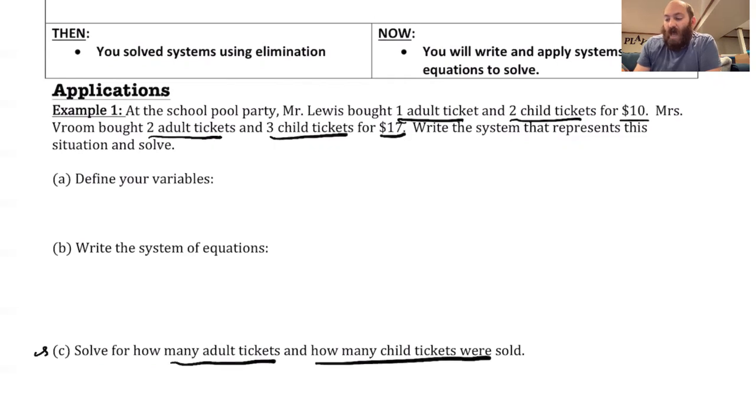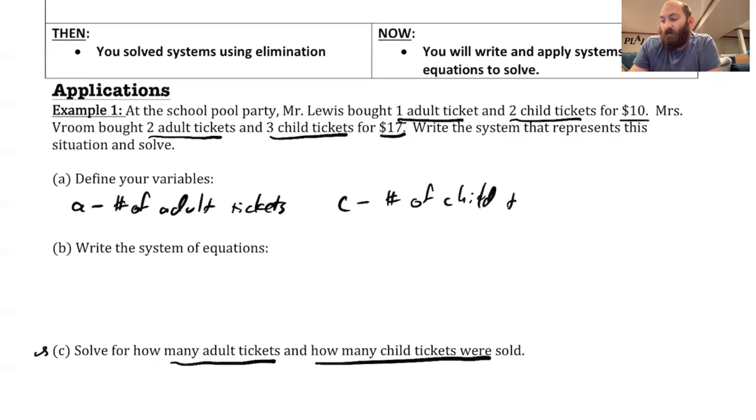Define my variables. I need a variable for adult tickets and a variable for child tickets. Let's go A and C. So A is number of adult tickets. C is the number of child tickets. So now when I read back and think about the number of tickets in each case, I should be able to write a system now. So that system is going to have two equations with two variables.